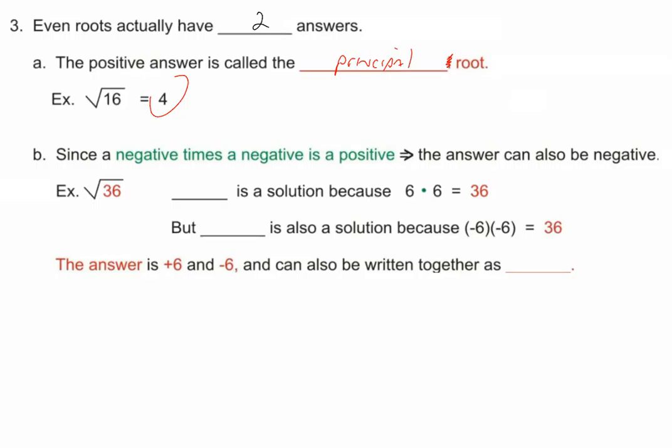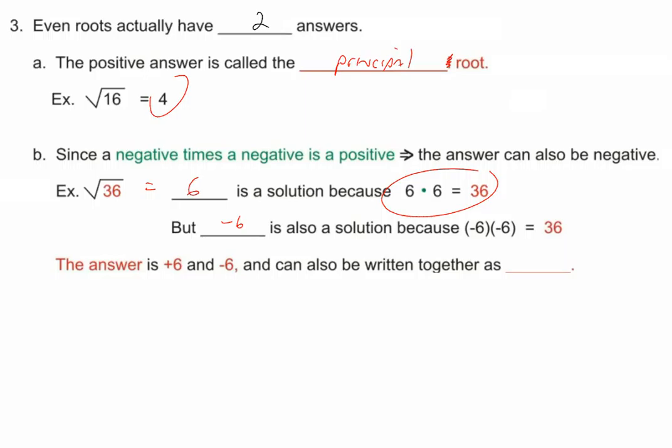The positive answer. But here's the reality. Since a negative times a negative equals a positive, and it does, right? The answer can also be negative. So if we're not just talking about principal roots, we could say the square root of 36 is 6. Why? Because 6 times 6 is 36. Agreed? But we could also say negative 6. Because doesn't negative 6 times negative 6 equal the radicand 36? It does. So technically, the answer is positive 6 or negative 6.